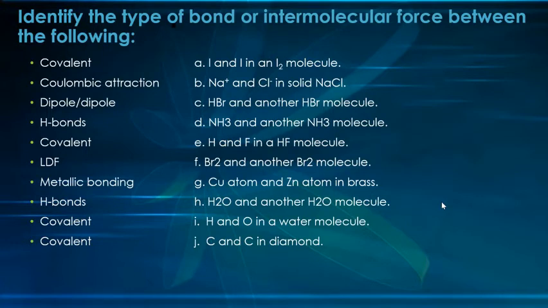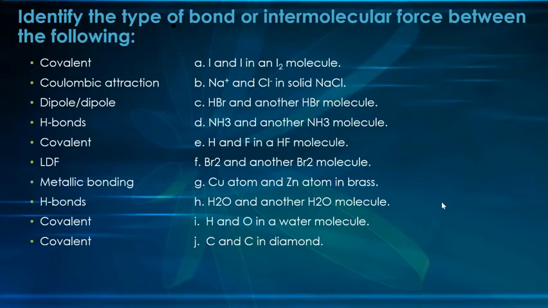You draw an iodine, another iodine, they share 2 electrons. That's a covalent bond. Sodium and chlorine in a solid sodium chloride. They're connected by that Coulombic attraction where positives and negatives attract, which we call ionic bonding also. HBr and another HBr, that would be a dipole to a dipole. NH3 and another NH3, that would be hydrogen bonding with nitrogen, oxygen, or fluorine.